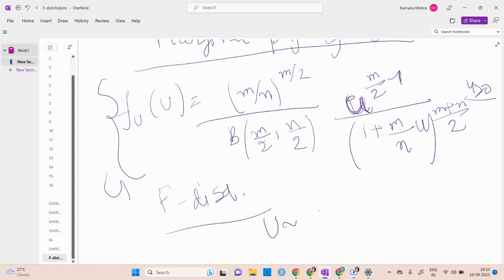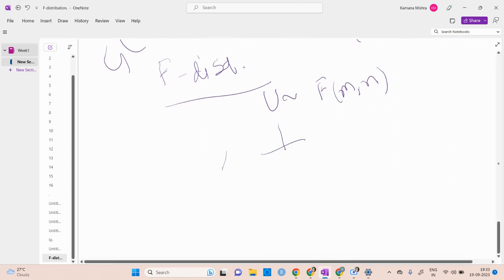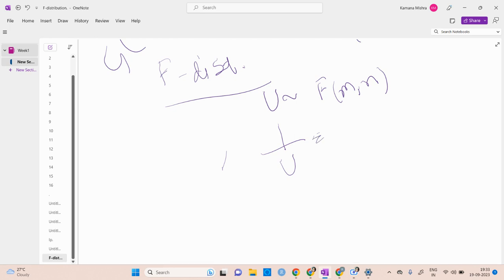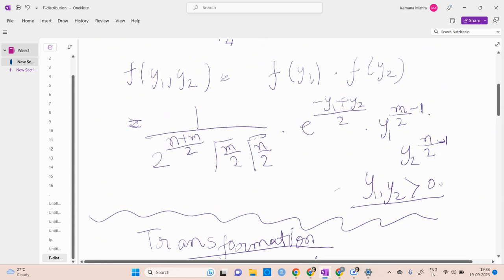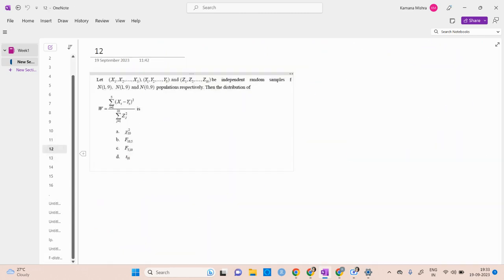Okay, and u follows f of m comma n. Now the other thing is that 1 upon u will be what? If we reverse the roles of m and n, then it will be 1 upon u. So if u follows f of m comma n, then 1 upon u will follow f of n comma m. So this is a very important result, which we may use at different places. So this is basically all about distributions. Now we can go to the questions.